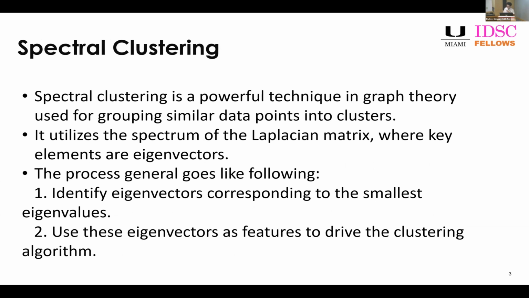The first one is to identify the eigenvectors corresponding to the smallest eigenvalues. In my terminology, I would call it the PCA components. And the second step is to use these eigenvectors as features to drive the clustering algorithm. Usually it's k-means or whatever other clustering algorithm suitable, which can be substituted here.